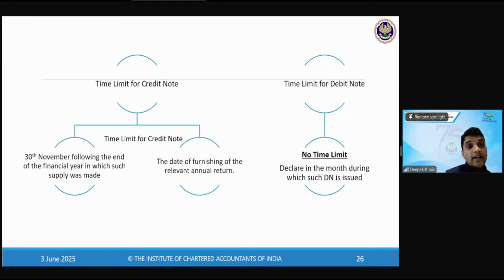because for a credit note, what is happening? The government is reducing the revenue. I have supplied for 1 lakh. Now I'm saying I will reduce it by 20,000 rupees. So it's a loss to the government. So there is a time limit for credit note, but there's no time limit for debit note. Correct. Debit note will increase the tax liability of the supplier, and it will increase the input tax credit for the receiver.